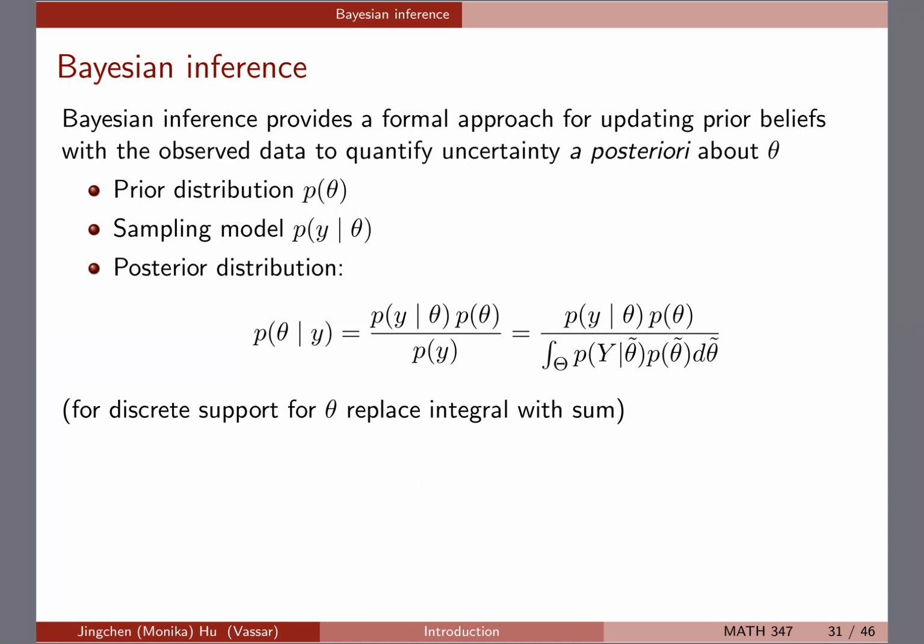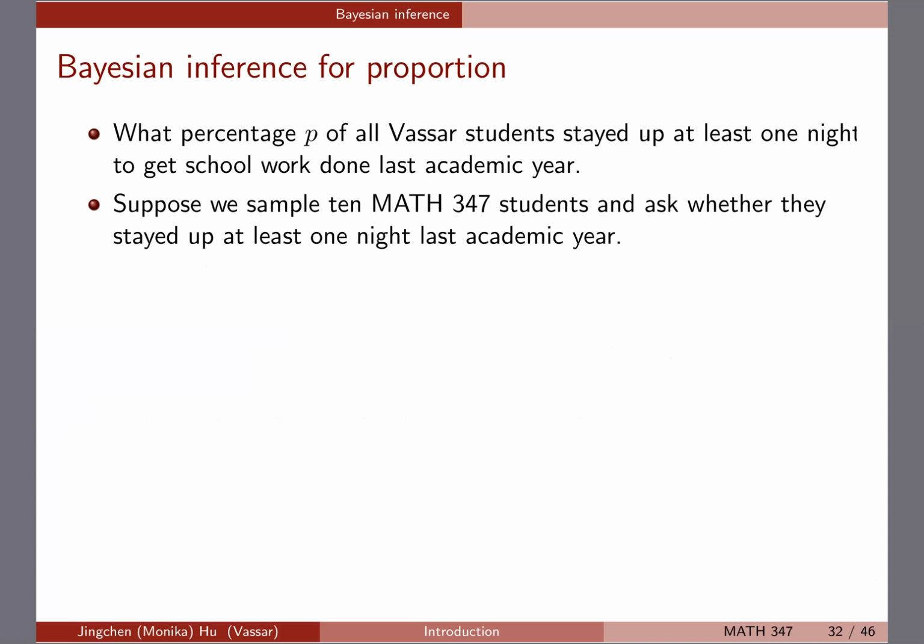Okay, so let me just use a concrete example now so we know what you can do with it. For example, I want to know about the percentage of all VASA students who stay up at least one night to get schoolwork done last academic year. I don't know what the percentage will be. It's a parameter of interest, and I use a small p to represent it.